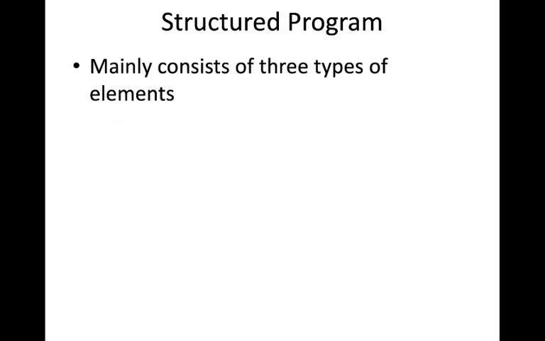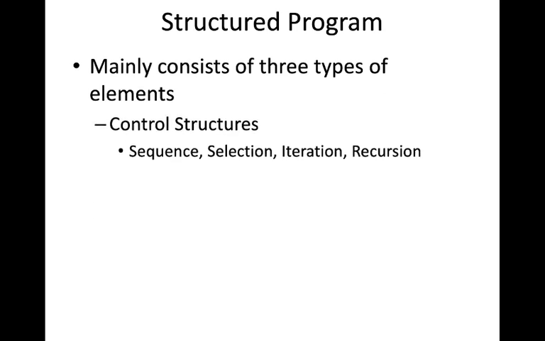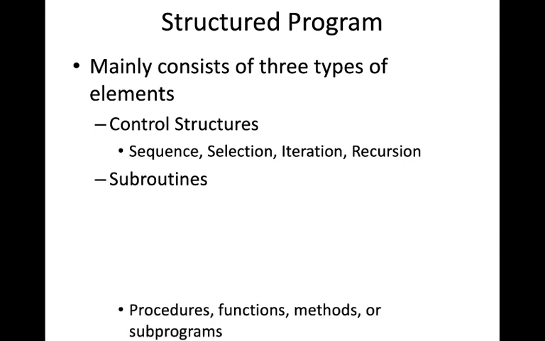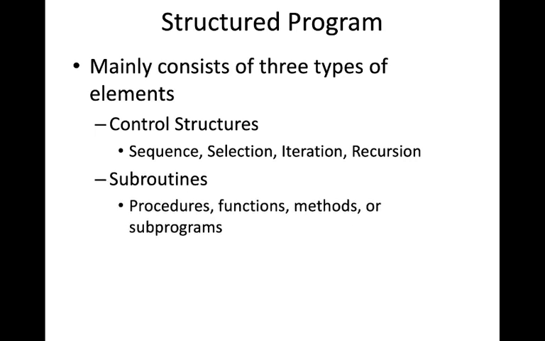So we will see what a structured program is. It mainly consists of three types of elements. The first one is control structure. We have sequence operation, selection operation, iteration and recursion. We will see about control structures later. Then we have subroutines, that is procedures, functions, methods, subprograms, etc. All these are considered as subroutines.